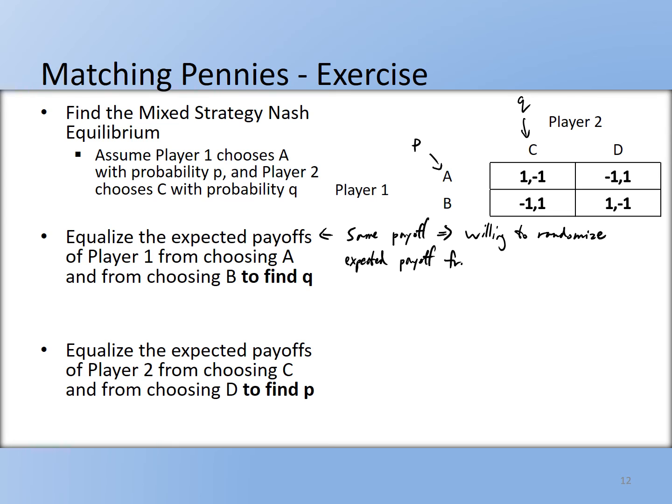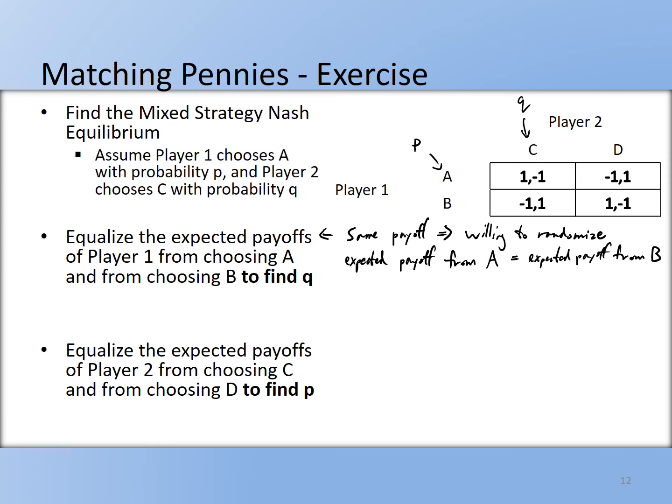So expected payoff from player 1 using action A has to equal the expected payoff from player 1 choosing action B. Expected payoff is simply the average. Okay? So the average depends on the chance of something happening, and that's Q. So player 2 has a Q chance of taking action C. If player 2 chooses action C and player 1 takes action A, player 1's payoff is 1.